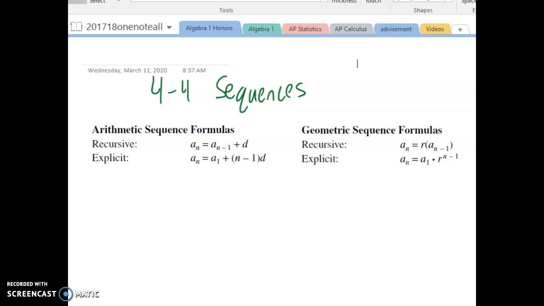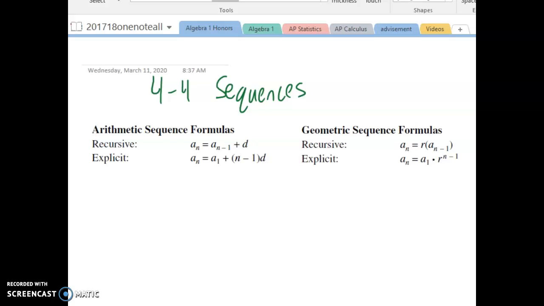So these formulas are directly from your formula sheet for the EOC. Arithmetic and geometric sequence formulas. Now that we've spent more time studying linear, quadratic, and exponential functions, hopefully this will help you see the relationship between those even better. So, arithmetic sequences. Does anybody remember what an arithmetic sequence is? If you don't remember, let's take a look at the formulas for arithmetic sequences.